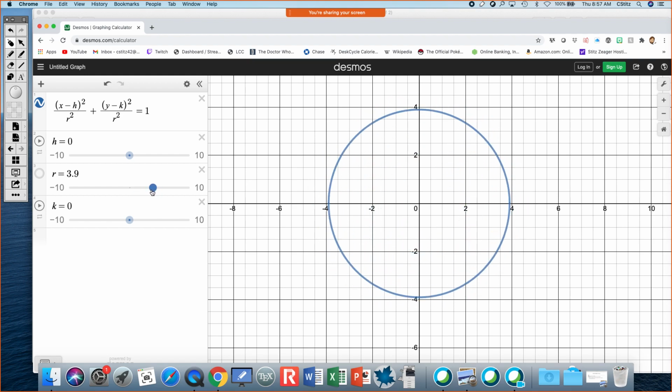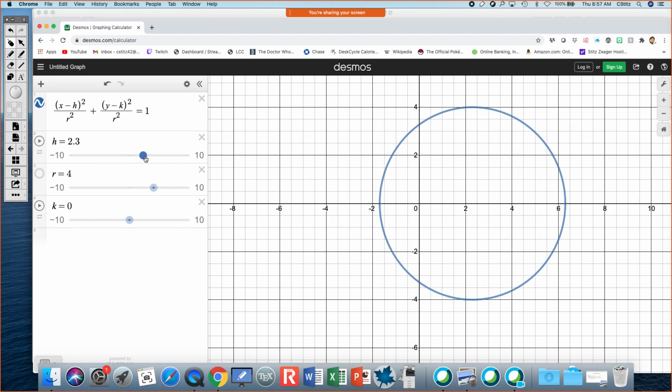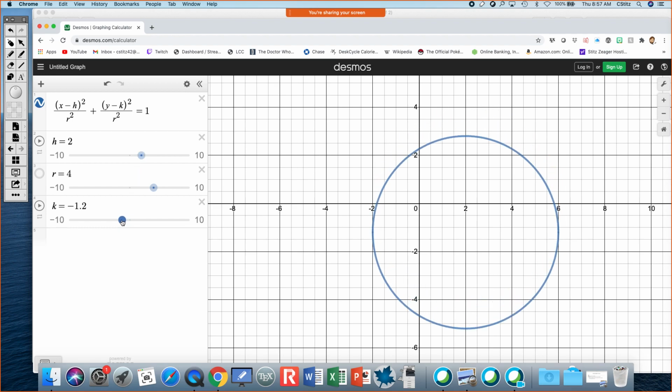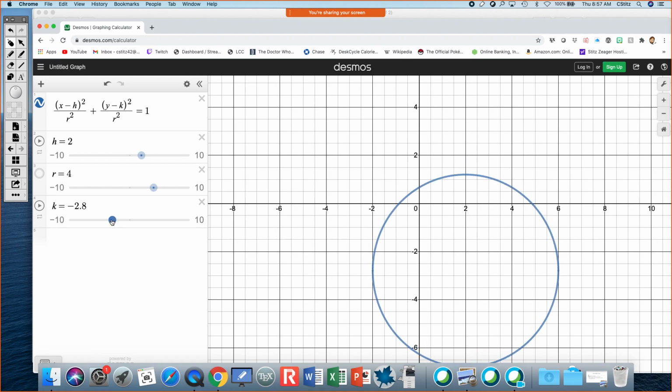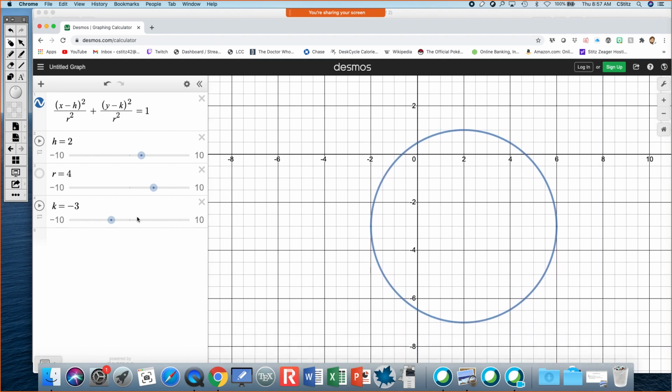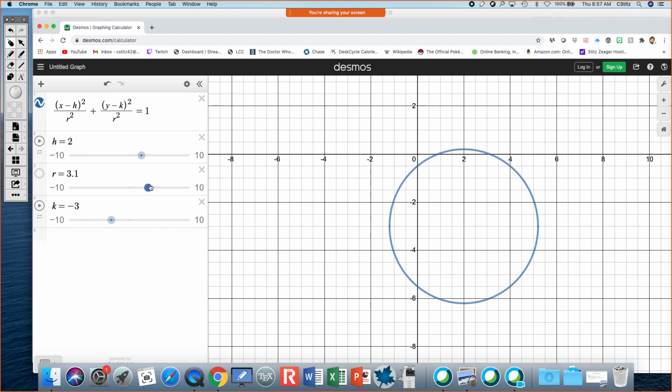So for example, when r equals 4, I'm going out left and right. Instead of going out 1 unit in each direction, I'm going out 4 units in each direction. Okay? And then I can move. If I want to move to the right 2 units, I'll put h over here at 2. If I want to move down, I'll put k down to like -3. You follow? But by adjusting the r, you can see that transformation.